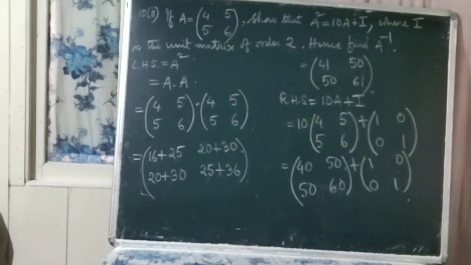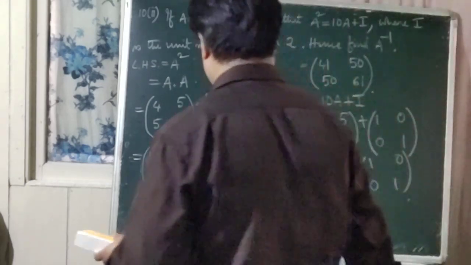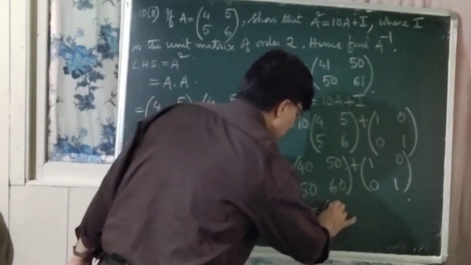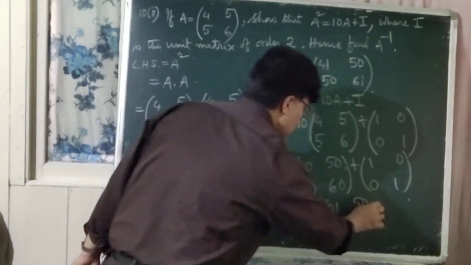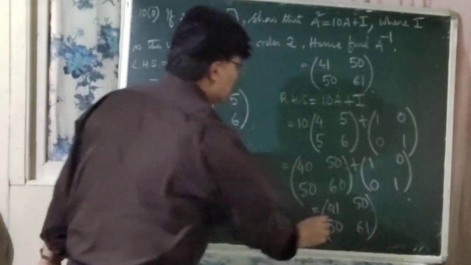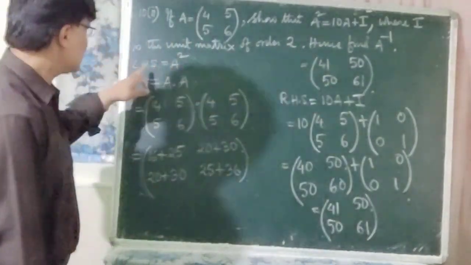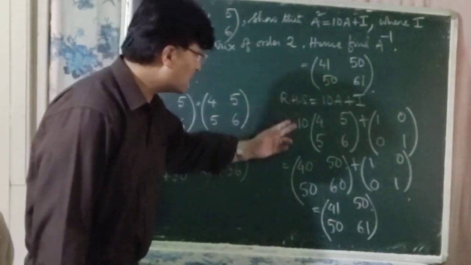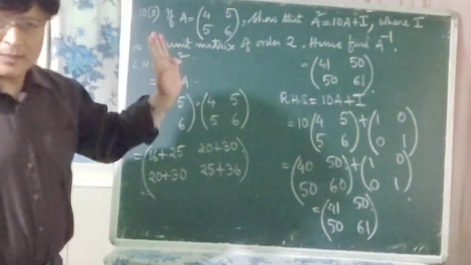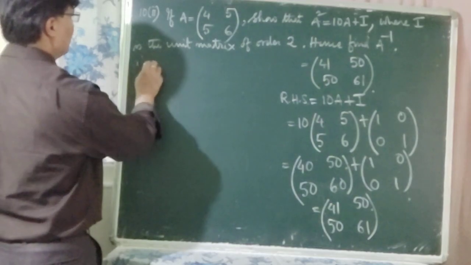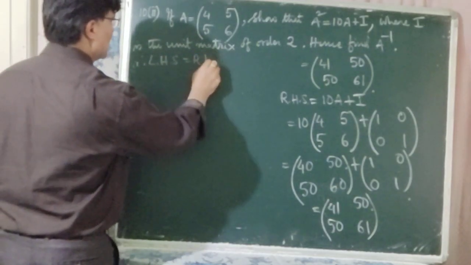So you can add these two matrices, isn't it? These two matrices can be added because they have the same order, right? So corresponding elements should be added. That is 40 plus 1, 41, 50 plus 0, that is 50. Next, 50 plus 0, that is also 50. 60 plus 1, that is 61. Are the left hand side and right hand side equal? Check it. The left hand side here is 41, 50, 50, 61. The right hand side is also 41, 50, 50, 61. That means LHS is equal to RHS, right? Therefore LHS is equal to RHS, proved.